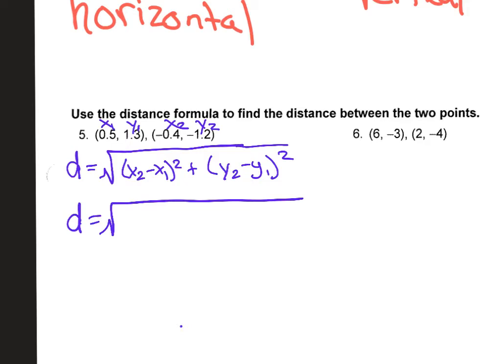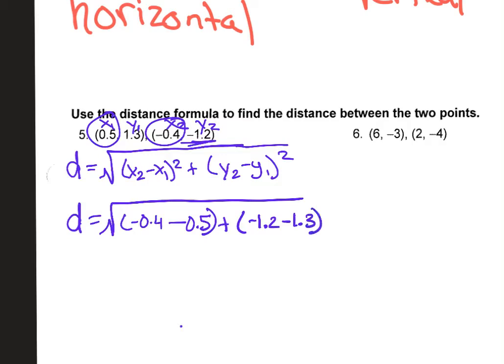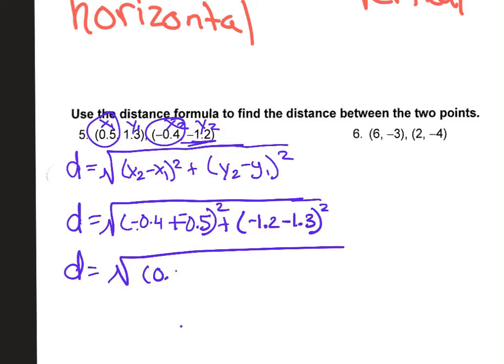So I'm going to fill those into my equation. So instead of x2, I'm now going to use a negative 0.4. And I'm going to subtract from that my x1, which is 0.5. Then I'm going to add my y values. So I start with my second one, which is a negative 1.2 minus 1.3. And then I'm going to square both of these values. Okay. So now I'm going to start simplifying. So here I have a negative 0.4 plus a negative 0.5. So that's going to be 0.9 squared.